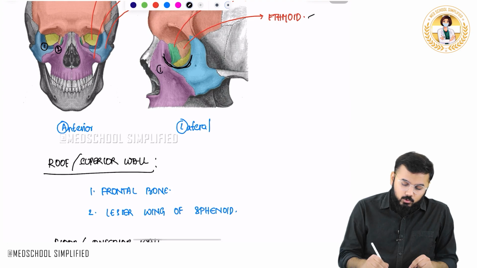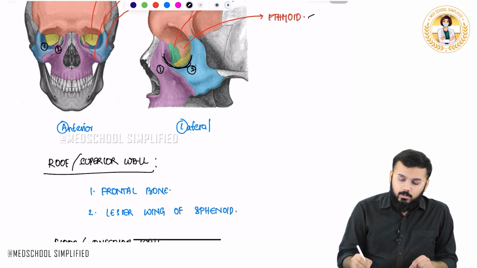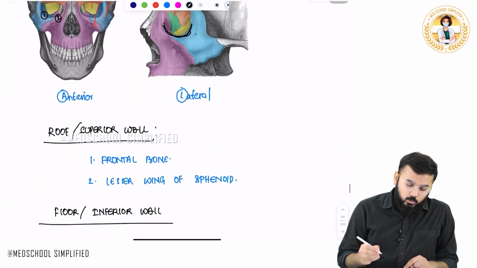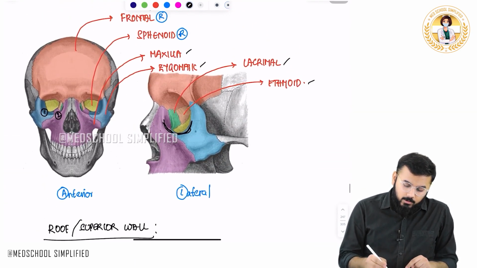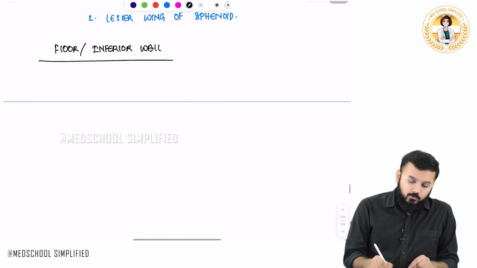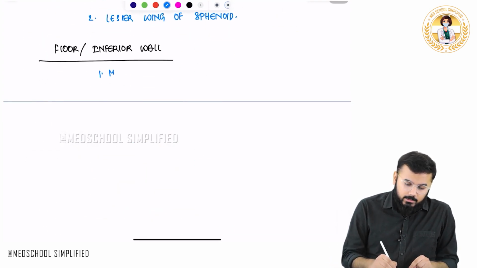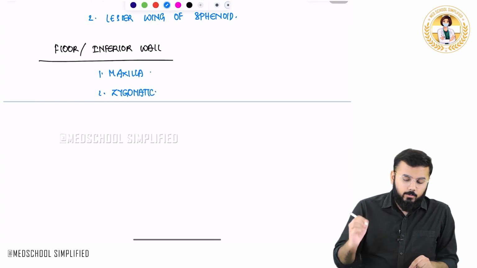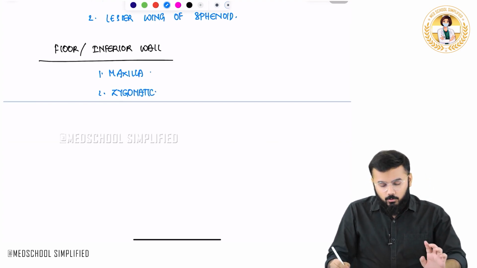Floor is formed by two bones, 1 and 2. Okay. So what are these two bones over here? One bone you call maxilla, which forms the floor, and next, zygomatic is also forming the floor. So the two bones which form the floor are, one is the maxilla and the second one is your zygomatic bone. These are the two bones that form the floor.